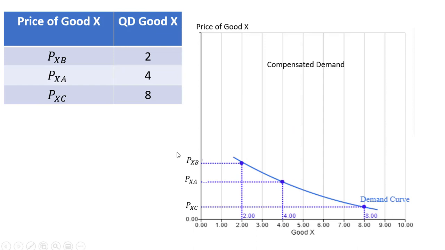So putting all this information together, the price of good X and the quantity demanded of good X at each one of those prices, and just plotting those points, this is a compensated demand curve for good X.